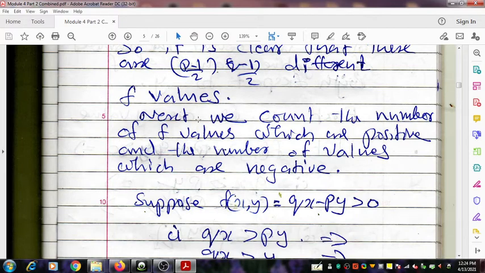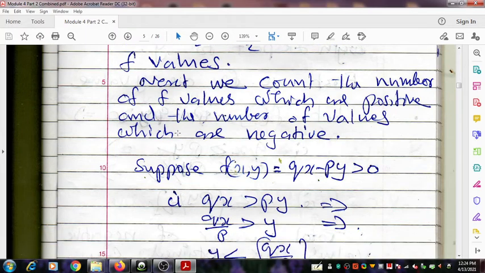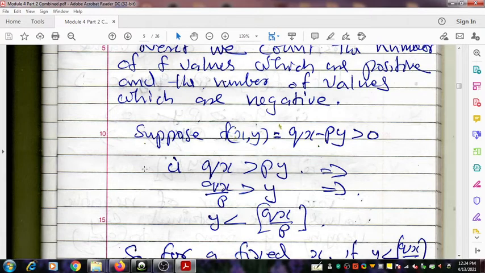Next we are going to count the number of f values which are positive. We know that the function values are either positive or negative. We are trying to count the number of function values which are strictly positive, and after that we will count the number of function values which are negative. So in two different steps we will do that. First we count the number of positive function values.